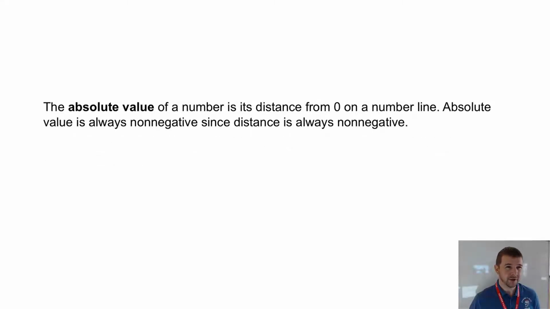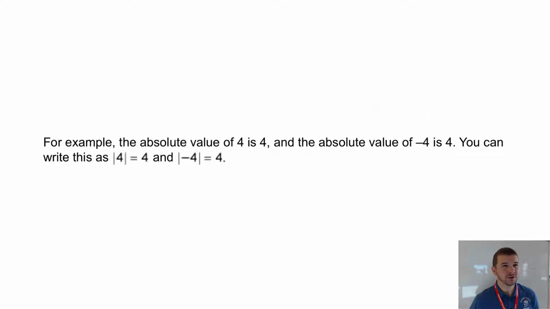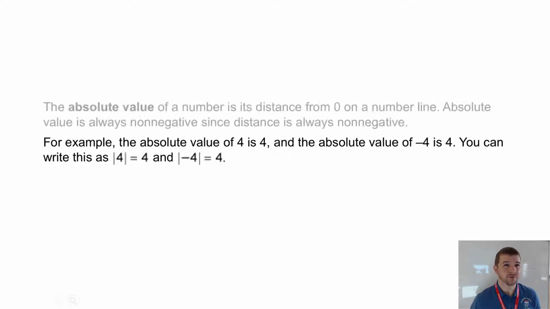The absolute value of a number is its distance from 0 on a number line. Absolute value is always non-negative since distance is always non-negative. For example, the absolute value of 4 is 4, and the absolute value of negative 4 is 4. You can write this as the absolute value of 4 equals 4, and the absolute value of negative 4 equals 4.